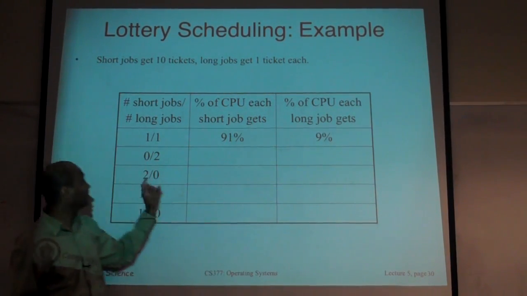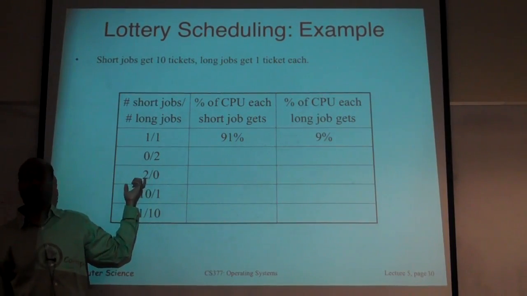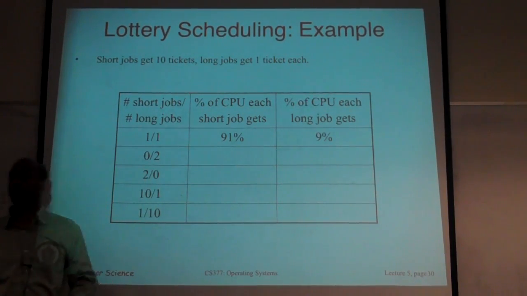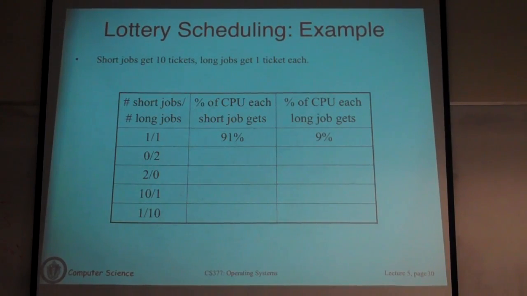Okay? Situation is reversed. Here there are no long jobs, 2 short jobs, each gets 10 tickets. Okay? So that's still 50%. 10 over 20.